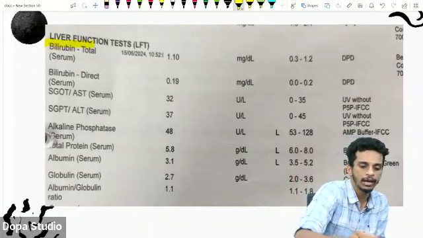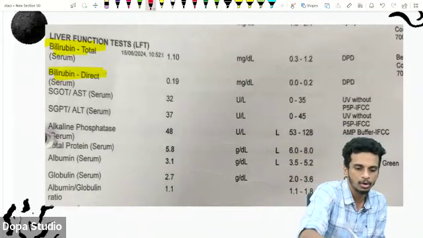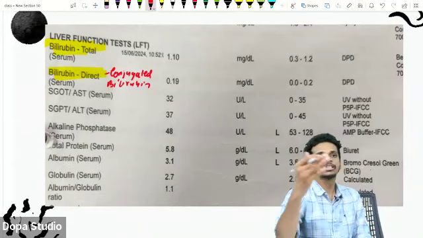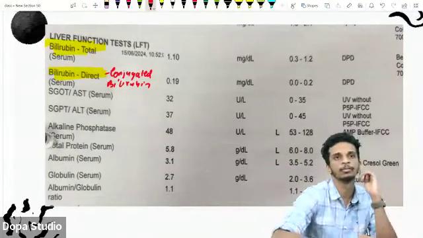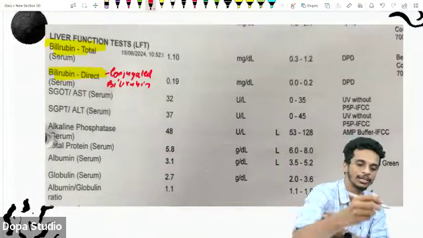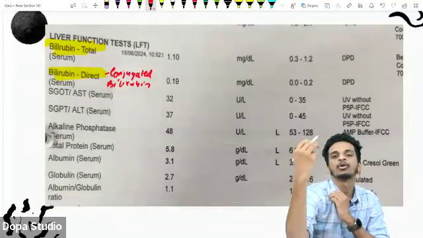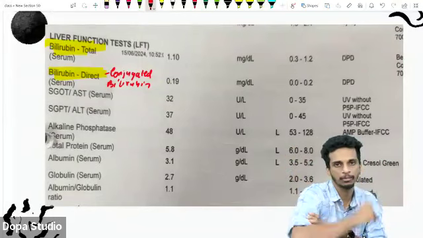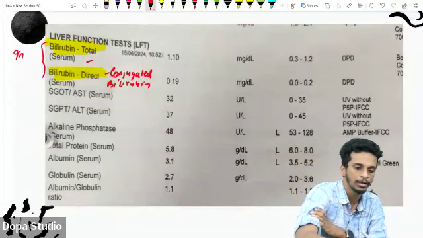In LFT, usually we have total bilirubin. The next one is direct bilirubin. Direct bilirubin, as you all know, is also called conjugated bilirubin. Since we have total bilirubin and direct bilirubin, it's very easy to find out the indirect bilirubin. That's why they have not given the value of indirect bilirubin. Total bilirubin minus direct bilirubin will give you the value of indirect bilirubin, which is also called unconjugated bilirubin.